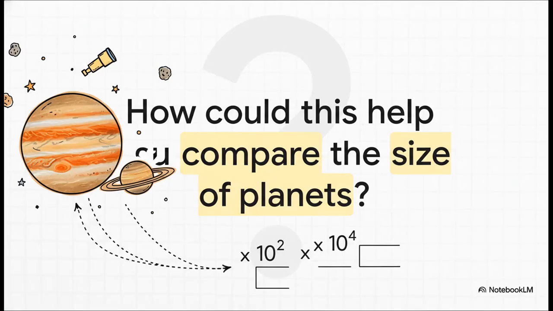And to leave you with something to think about, now that you know how to write these big numbers, how could you use this? Think about comparing the size of planets in our solar system. Instead of counting all those endless zeros in their masses or diameters to figure out if Jupiter is bigger than Saturn, how could scientific notation make that comparison pretty much instant? It's an absolutely powerful tool for understanding the truly massive scale of our universe.